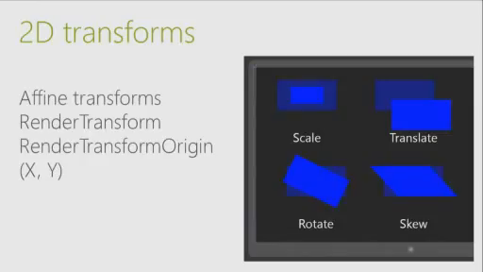This is a render transform. I'm going to go back to the difference between render and layout in just a second. You can also have a render transform origin. For example, if you think of the rotation example, the render transform origin, if you put it to 0.5, 0.5, it's going to be at the center of the element. But I can also put it at 0, 0 and have an element rotate around the top left corner.